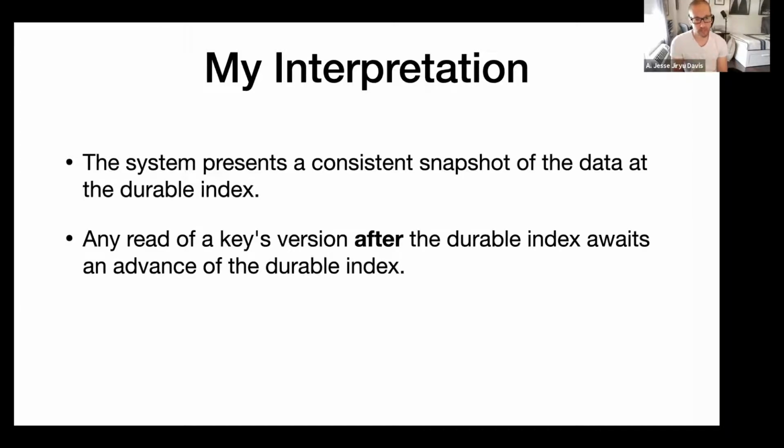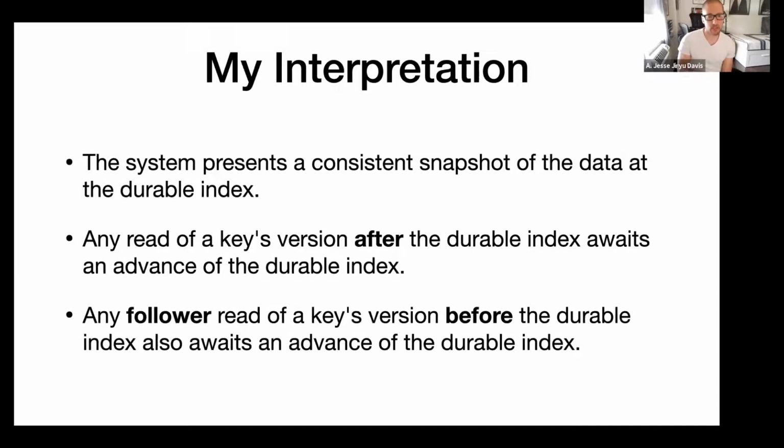Any read of a key's version that is after the durable index waits on the server until the durable index advances to cover that version. And if you do a follower read, the follower might be stale, and so the follower might have a key version before the durable index. In that case, it also awaits in advance of the durable index. So far so good. We've sort of proven to ourselves that by advancing the durable index only when all followers replicate every change, we can get cross-client monotonic consistency.